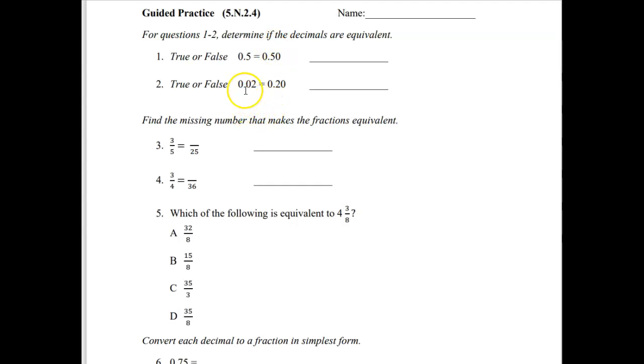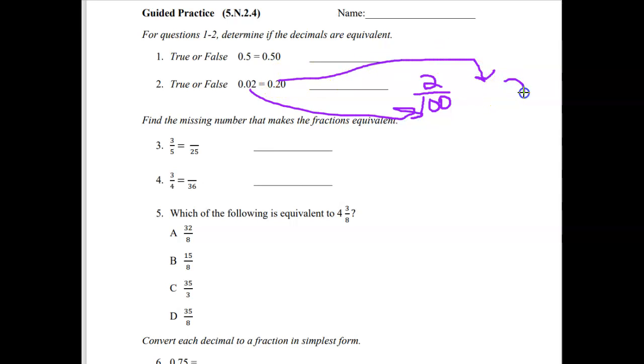Now look at this one. 0.02 and 0.20. Okay, are those the same thing? We can add 1,000 zeros there. What is this one? What do we call that one? 2/100ths. And then this one over here would be what? 2/10. Are they the same? No, they are not.